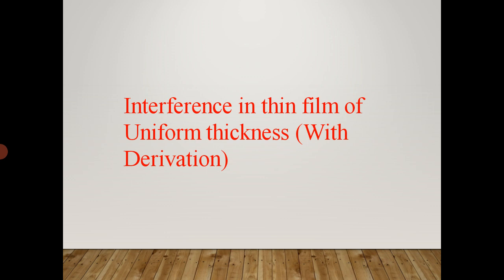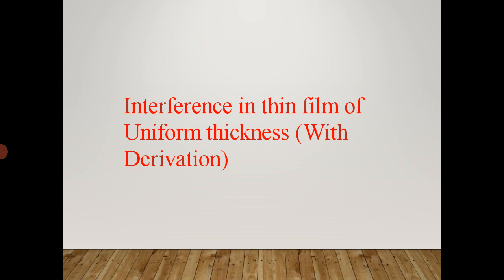Constructive interference is when the crest and trough of one wave coincide with the crest and trough of another wave, then the resultant intensity becomes maximum, and this is constructive interference. Destructive interference: when the crest of one wave coincides with the trough of another wave, then the resultant intensity becomes minimum, and this is destructive interference.